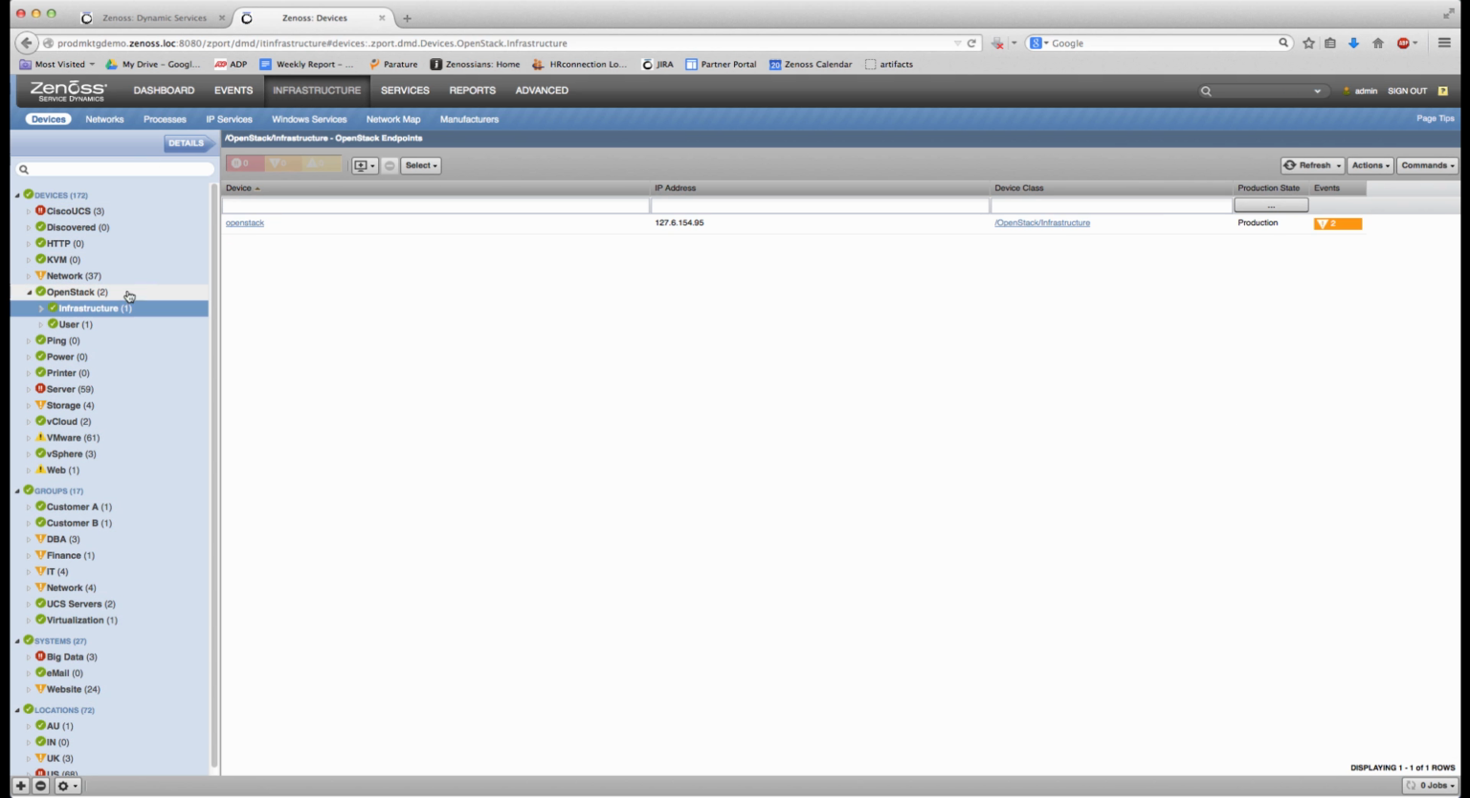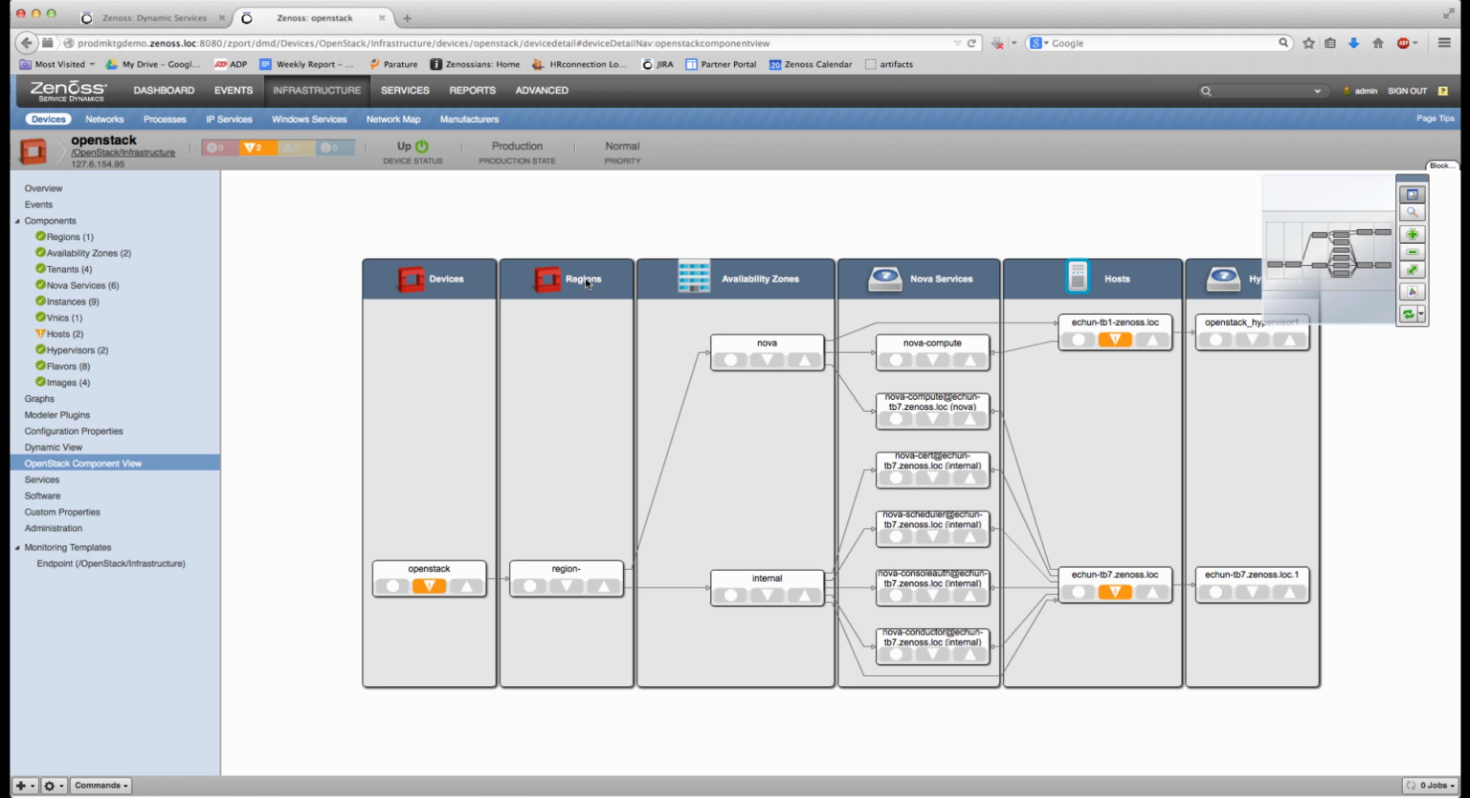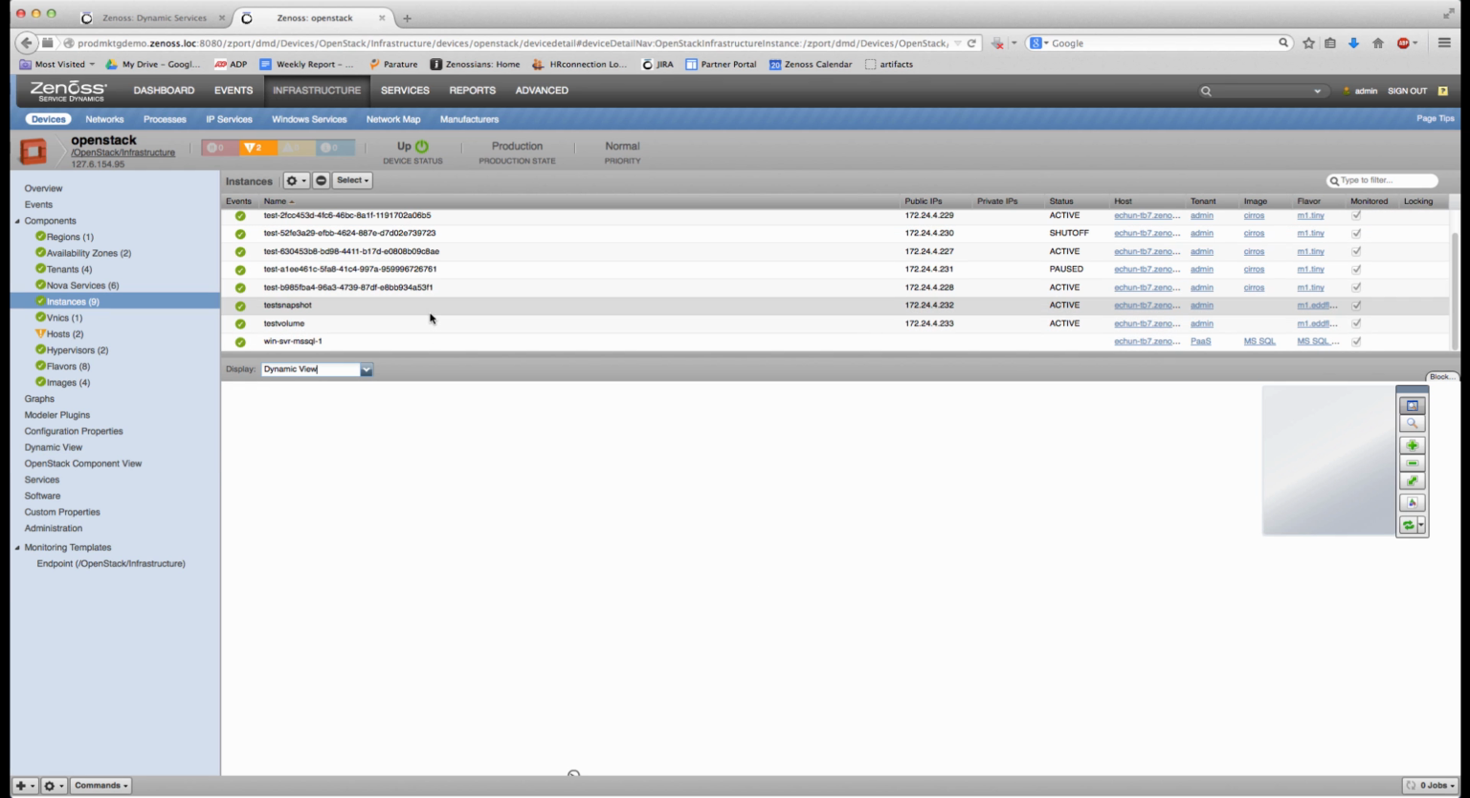Zenoss uses the Keystone, Ceilometer, and other OpenStack APIs to gather details about tenants, availability zones, cells, regions, host aggregation, hypervisors, instances, flavors, and images. So as your OpenStack infrastructure and client base grows, Zenoss automatically tracks all the changes.